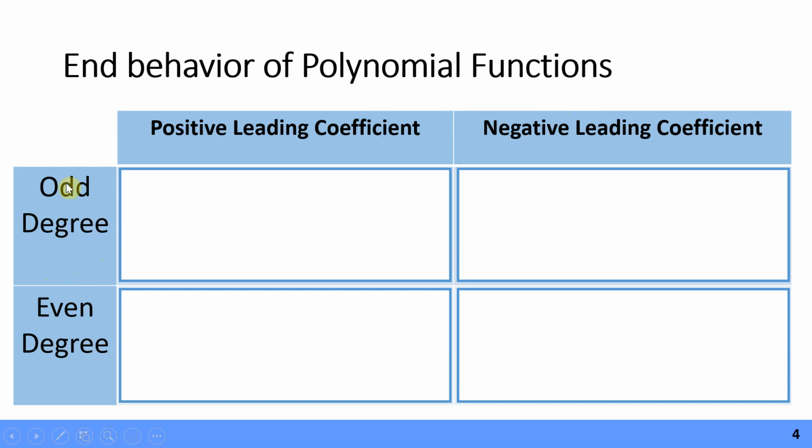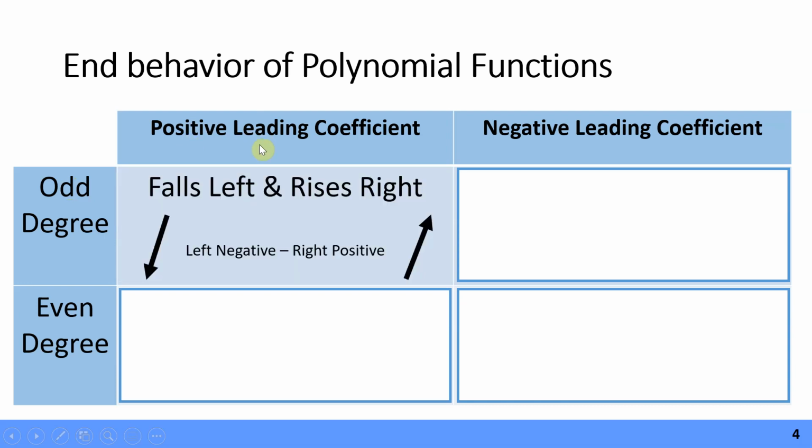Odd numbers are 1, 3, 5, 7, and such. And if your leading coefficient is positive, your graph is going to look like this. It's going to fall to the left side, and it's going to rise to the right. Another way of saying that is it's going to go to the negative side on the left, and on the right, it's going to go up towards the positive side.